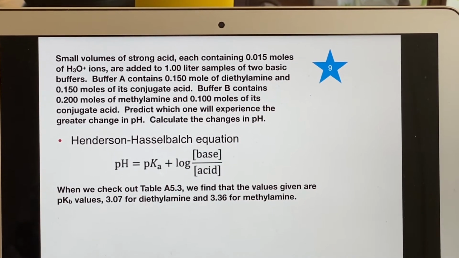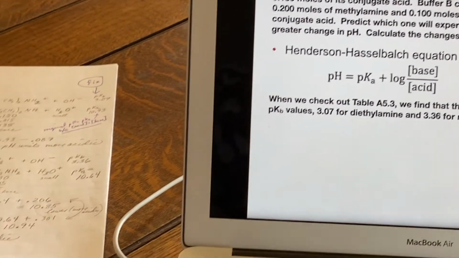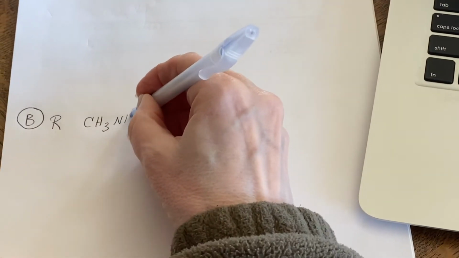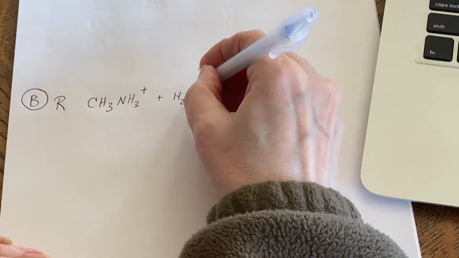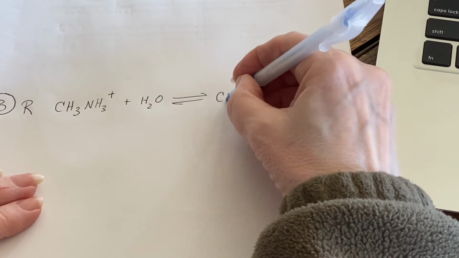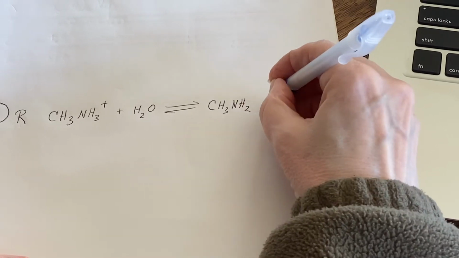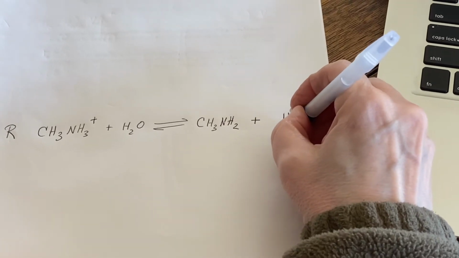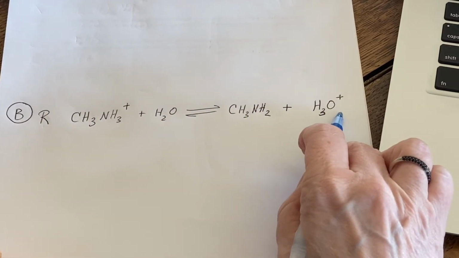So what are we going to do? The same thing we did before. We're going to identify what these are. I want CH3NH3+, the acid, on this side with water in an equilibrium with its conjugate base, the methylamine, and the water ends up accepting the extra hydrogen plus. So this is what I want to turn it into.